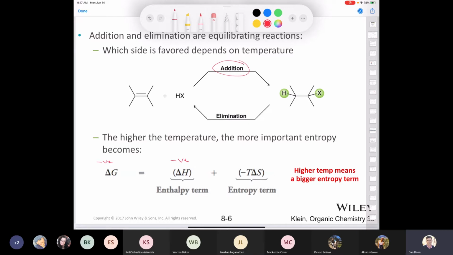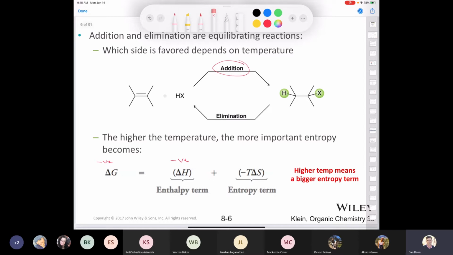Well, if my T is always positive and my delta S, could anybody tell me, is my delta S increasing or decreasing here? Is my delta S increasing or decreasing? Would delta S be positive or negative for my addition reaction? I'm going from two molecules to one molecule. Yeah, absolutely. It's decreasing, right? So I have a negative.